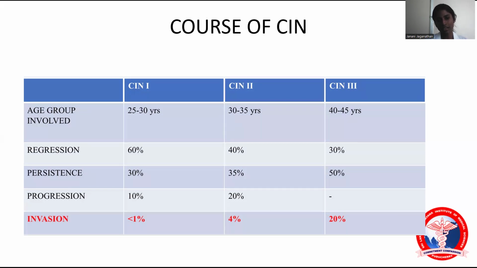Progression to the next stage is 10% in CIN1, and in CIN2 it is 20%. Progression from CIN3 to invasive carcinoma is 20%. But in CIN1, less than 1% progress to invasive carcinoma. In CIN2, it is only 4%. So CIN3 will have a higher percentage of invasive carcinoma. The risk of developing invasive carcinoma is higher in CIN3.